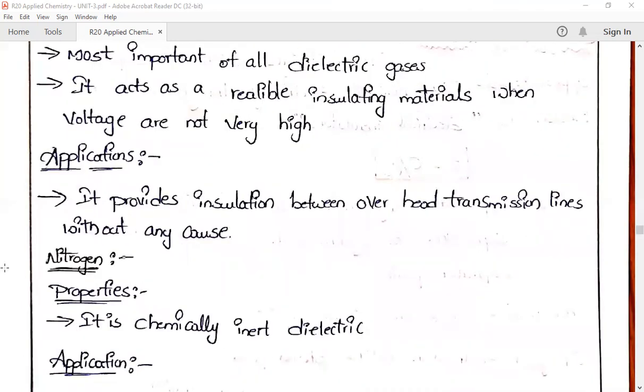Coming to another gaseous insulator, that is nitrogen. It is chemically inert, with a good dielectric constant. It provides the insulation between the overhead transmission lines without any cause.